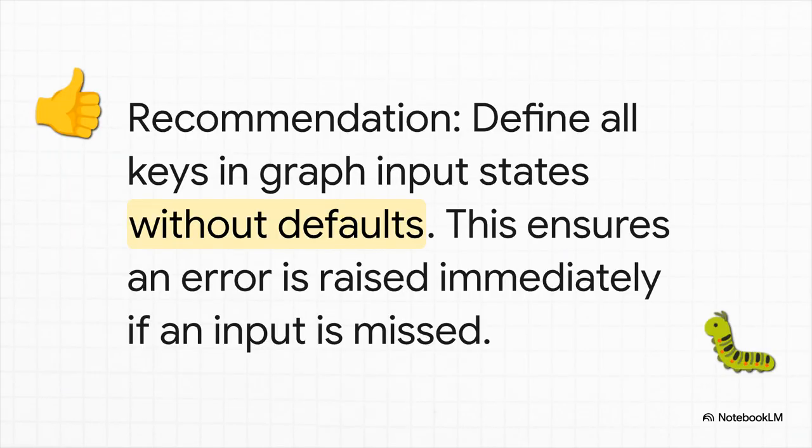Their solution was so simple, but so clever. They made a rule. Define all your inputs without any default values. What this does is, if a connection between 2 steps is missing, the whole thing just crashes immediately. And that's a good thing. Instead of silently failing and giving you a garbage answer down the line, you get a loud, obvious error right away. It made the entire system way more robust and easier to debug.